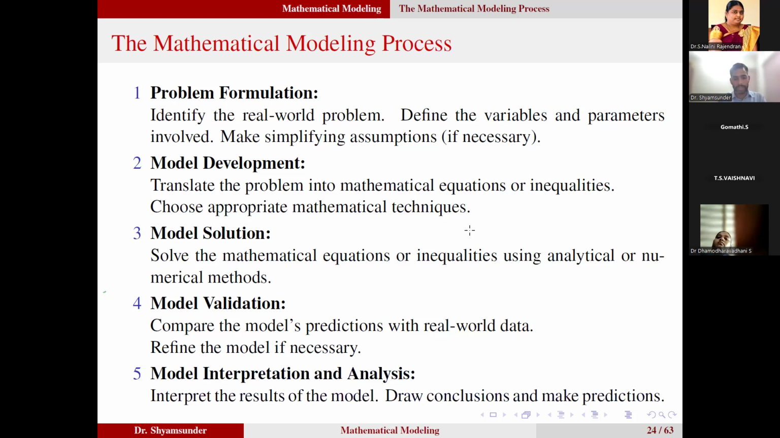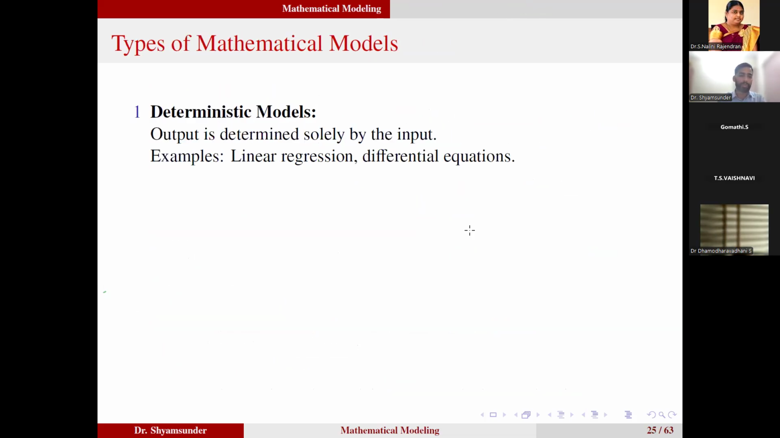Model interpretation and analysis: interpret the results of the model, draw conclusions, and make predictions. These are the major steps of the mathematical modeling process. And now the types of mathematical models. First is the deterministic model.